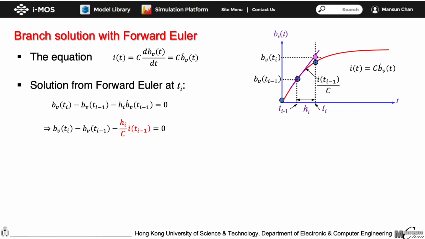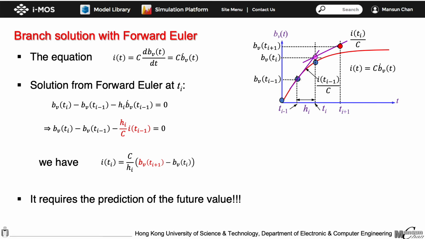Here, the equation is relating the current at Ti-1 to the value of the branch voltages. To find the current at Ti, we have to make an extra increment to the time value. After rearranging terms, we obtain the equation given here. So, to calculate the value at Ti, the future value of the branch voltage at Ti plus 1 is needed. It is not preferred.